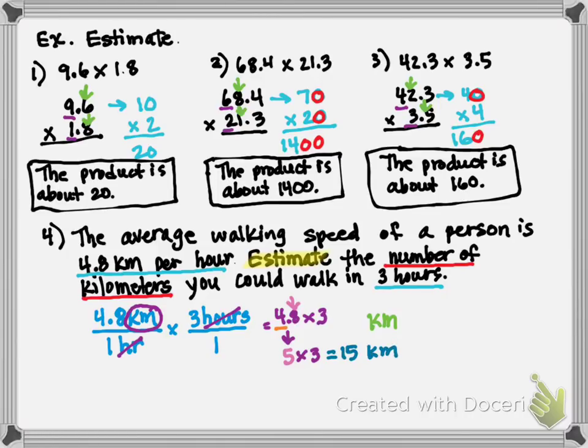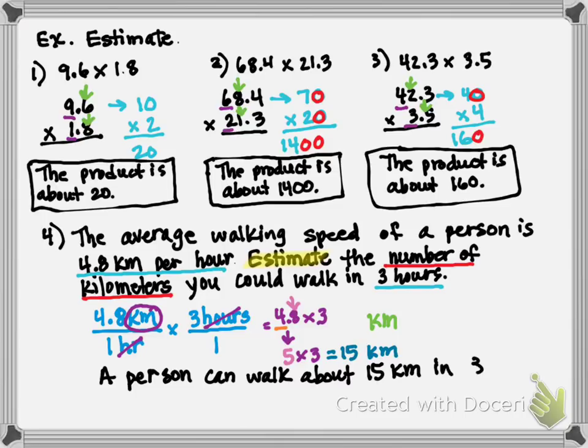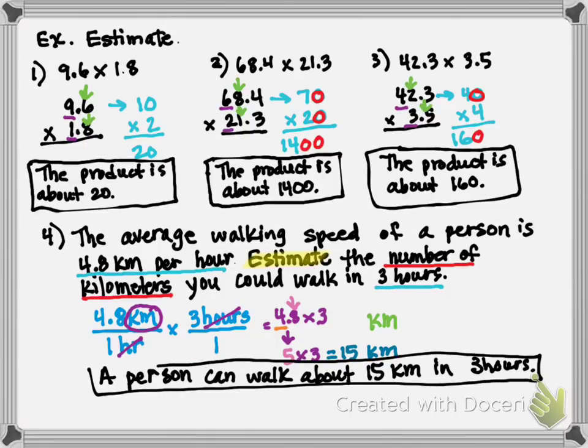Okay, so what we can say for our answer is a person can walk about, there's that word telling you that I've rounded my answer, 15 kilometers in 3 hours. And there you go. All right. Thanks for taking your notes today.